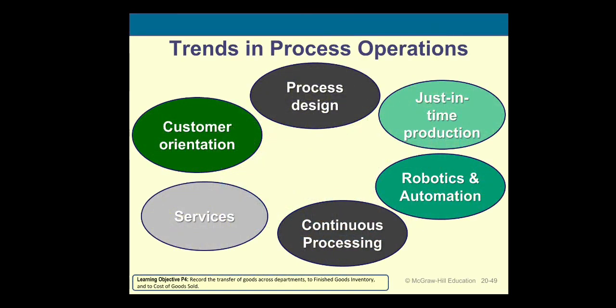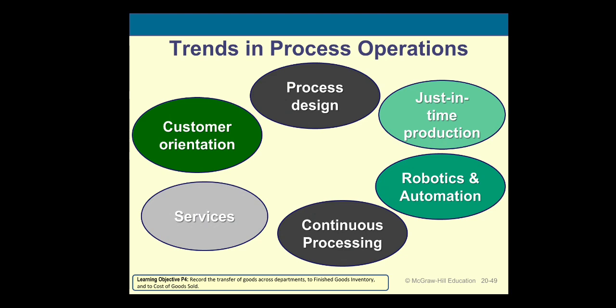Okay, this is trends in process operation. Remember, you have to remember the characteristic of businesses that use process costing system. They are companies or businesses that produce a single product in very large quantity, maybe thousands of quantity or millions of quantity.